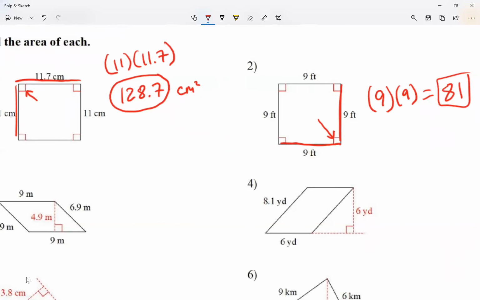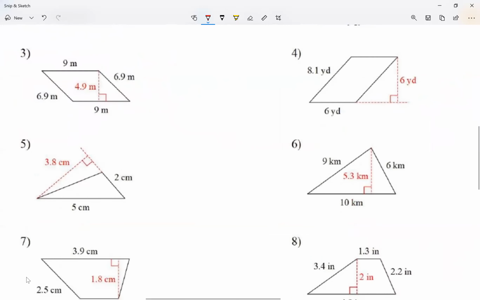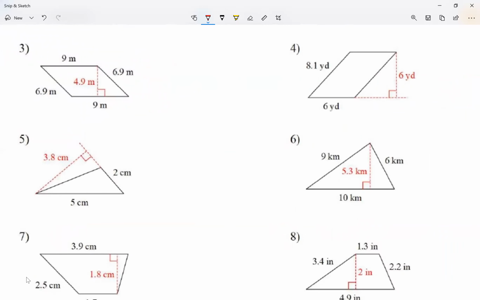Now, when we have parallelograms, I'm looking at question number 3 and 4, they look like a slanted rectangle. Interesting part, very interesting part. Let me just draw another parallelogram here.